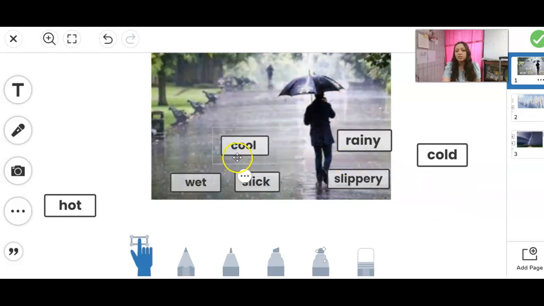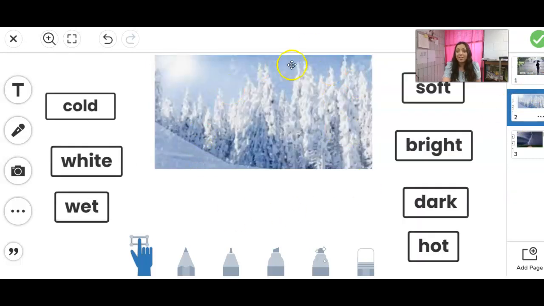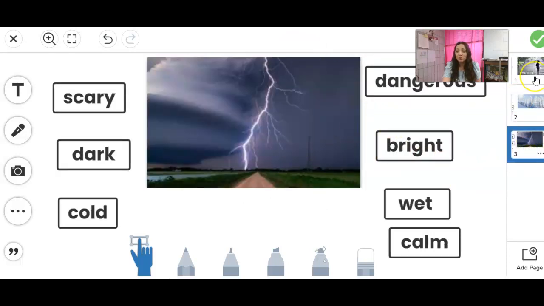And so what you'll do is you'll sort the adjectives and put them on there for each slide. So right here, I have that picture of the snowy day. And then I have that picture of the stormy day too. So I can't wait to see all the adjectives you can come up with to describe the pictures, okay? All right, awesome job, guys.